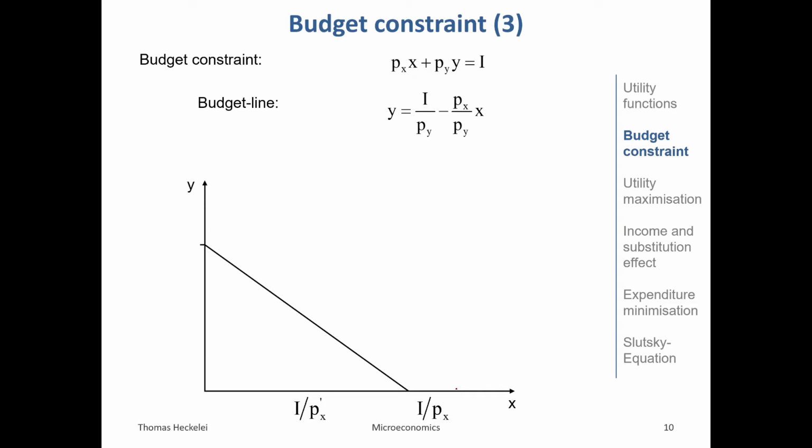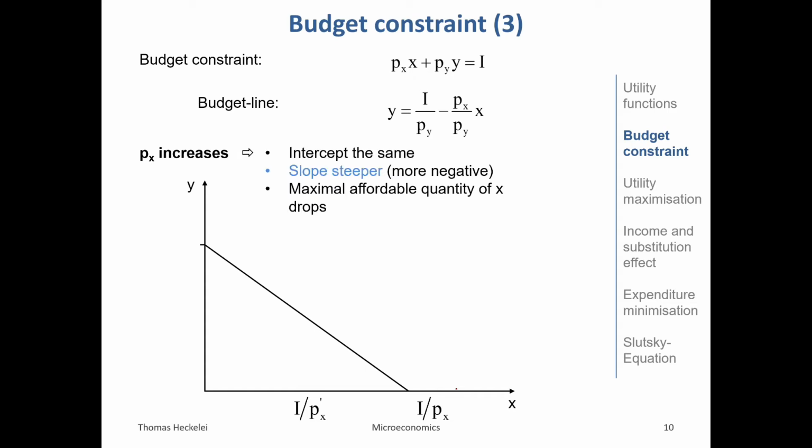Now, how will the line move when either px or py changes? Let's see. The first case is where px increases. So what does that mean? That means that the intercept remains unchanged. However, the slope gets steeper or more negative, and the maximal affordable quantity of x will drop.